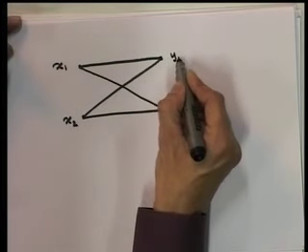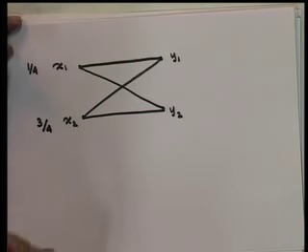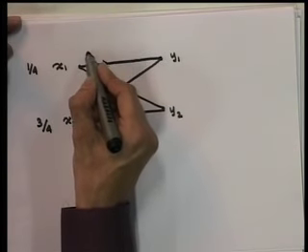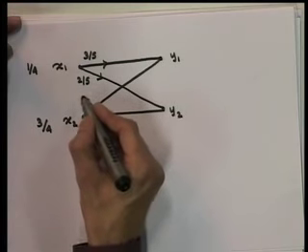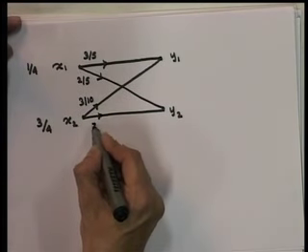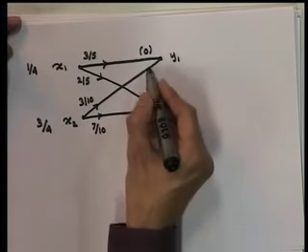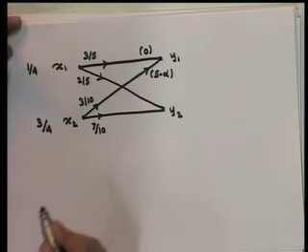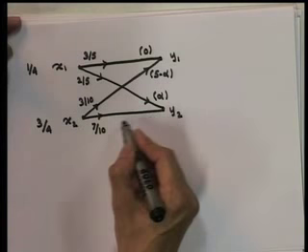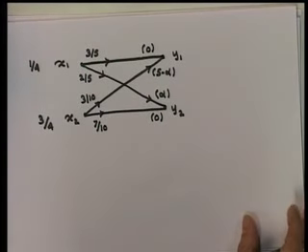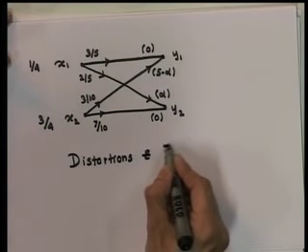X1, X2, Y1, Y2, probability of X1 is 1/4, probability of X2 is 3/4, probability of Y1 given X1 is 3/5, this would be 2/5, this is 3/10 and this is 7/10, and distortion between X1 and Y1 is denoted in brackets, this is 0, this is phi minus alpha, between X1 and Y2 is alpha, and that between X2 and Y2 is 0. So, this is distortions and transition probabilities.